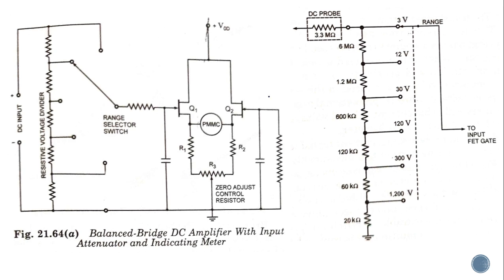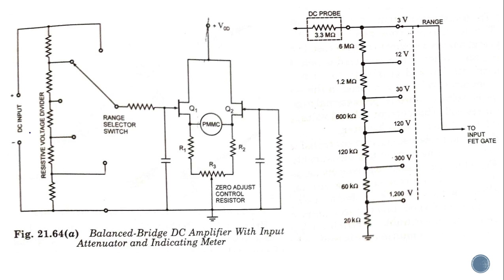Now, let's come back to our bridge. In our bridge, you can see that there are resistors connected across the FET, and you have a resistor R3 over here which can be adjusted. When no input is applied to the bridge, the bridge should be balanced. If it is not balanced, you adjust the resistance R3 to obtain the balanced condition, and your PMMC will not be showing any reading.